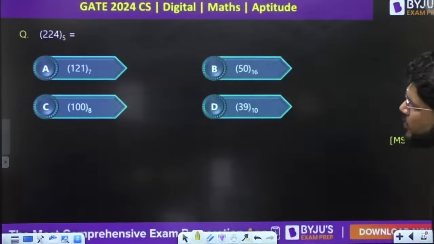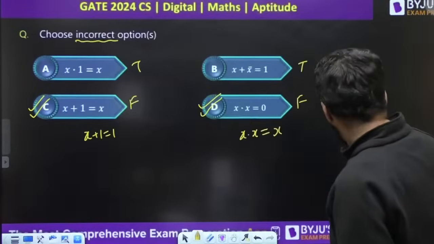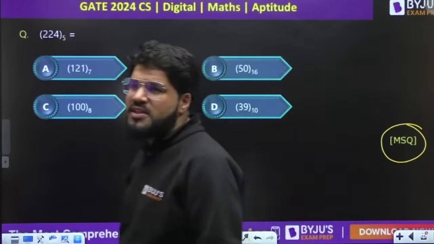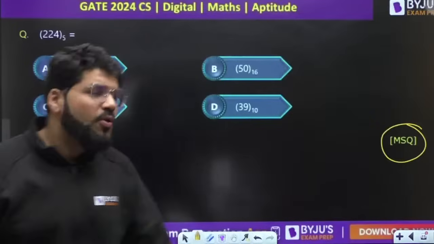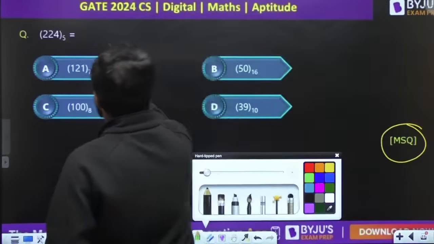225 in base 5 is equal to what? Again an MSQ question. The previous one was also an MSQ, this one is also an MSQ. 225 is a number given in base 5. It is equivalent to, let us first start with decimal. How much is it in decimal?